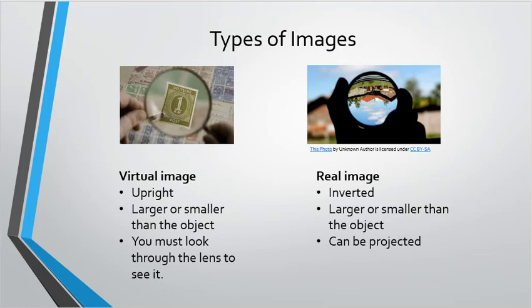And a real image is inverted. It's either larger or smaller than the object. And the big difference between the inverted and the upright is that the real image can be projected. So this is how images end up on your retina. They're actually upside down. Movie cameras have inverted images. So they start off upside down so they can be upright when you look at them.